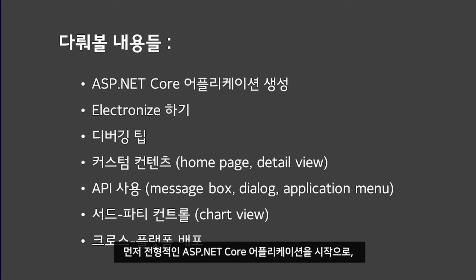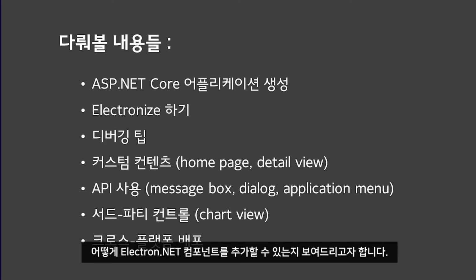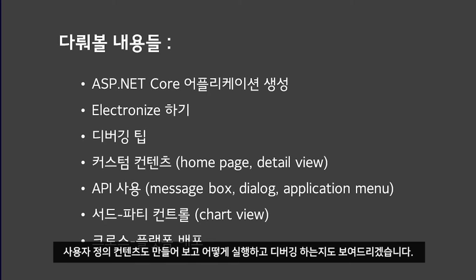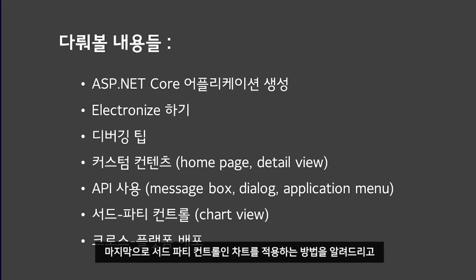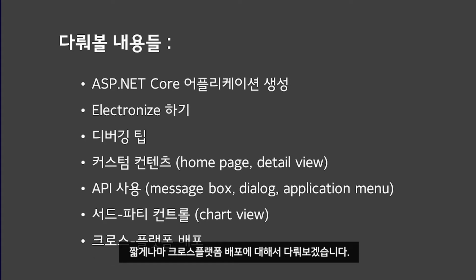So what we're going to run through, hopefully I get all this in, start with a plain vanilla ASP.NET Core application, show you how to add Electron.NET components to it. We'll create some custom content, and we'll show how launching and debugging works. Then we'll dive into the various APIs, so we could have native message boxes, file save dialogues, and custom application menus. And lastly, we'll integrate a third-party control, a chart, into our application and briefly touch on cross-platform deployment.